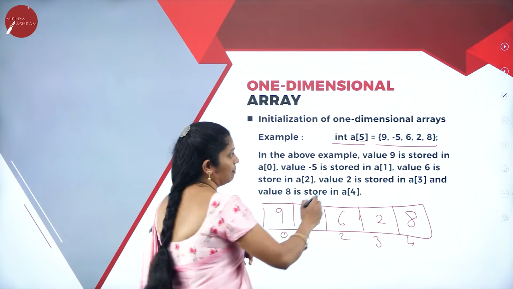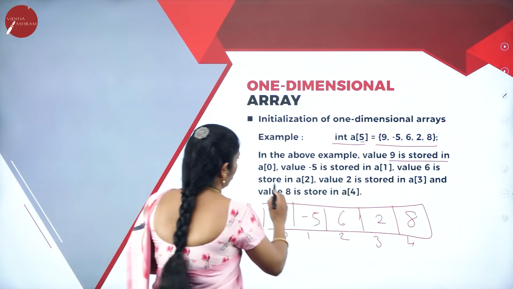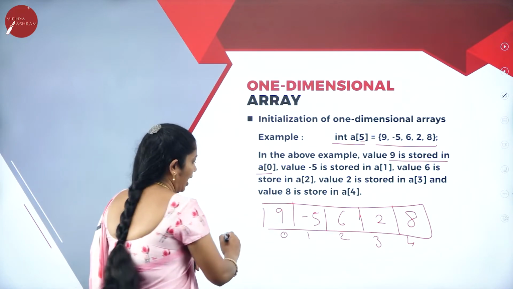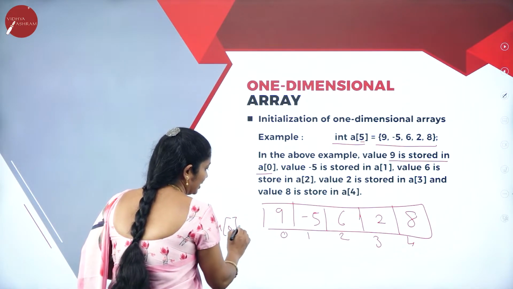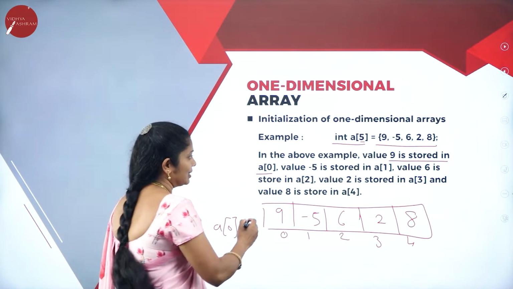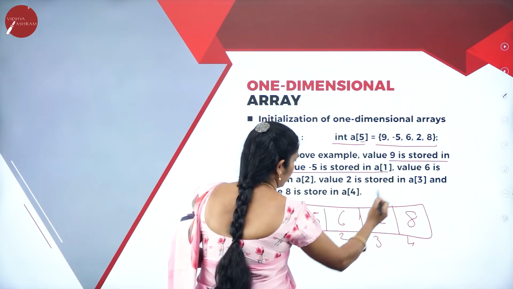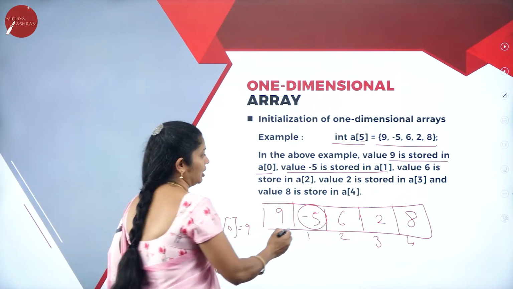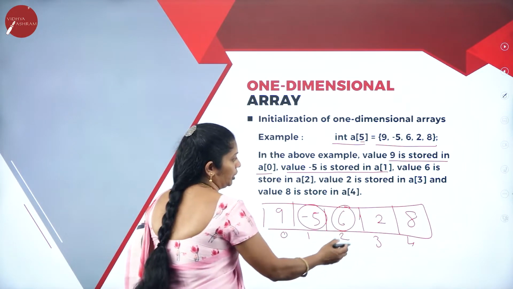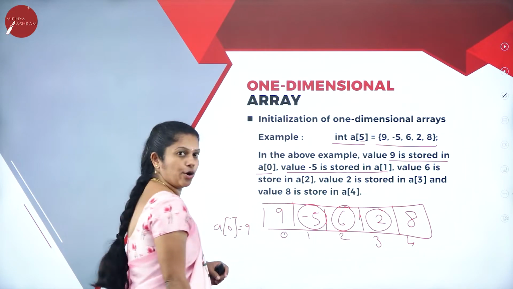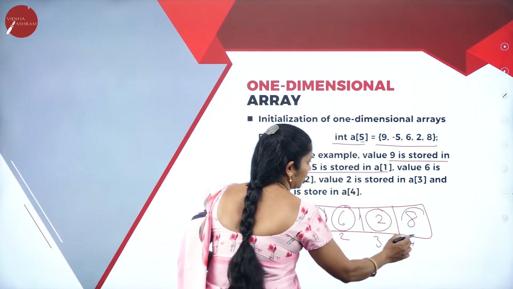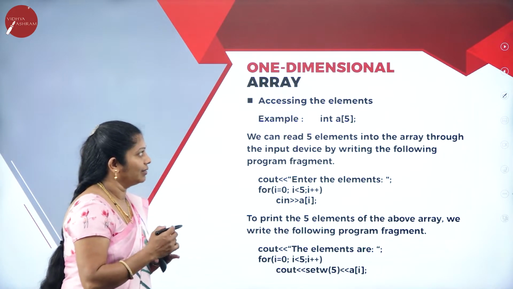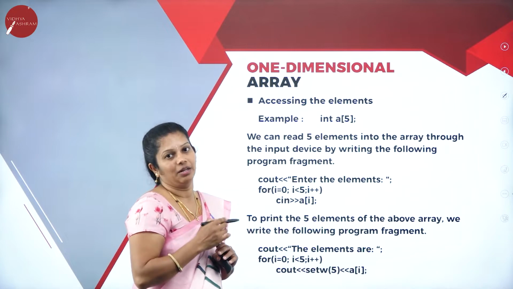In the above example, the 9 is stored in the location a[0]. Here 0 represents the position and a[0] represents the value 9. In the same way, minus 5 is stored in the location a[1] and 6 is stored in the location a[2]. 2 is stored in the location a[3]. In the same way, 8 is stored in the location a[4]. Now it's clear. Next, we'll explain how to access the elements.